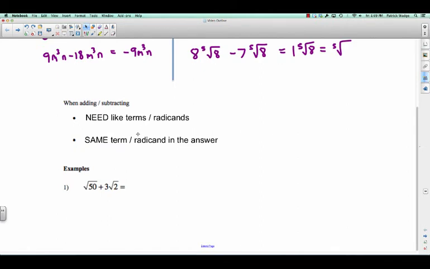Okay, let's do some examples. We have root 50 plus 3 root 2 here. And we said you can only add like radicals.